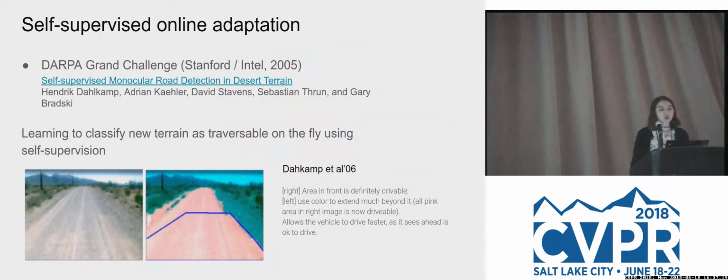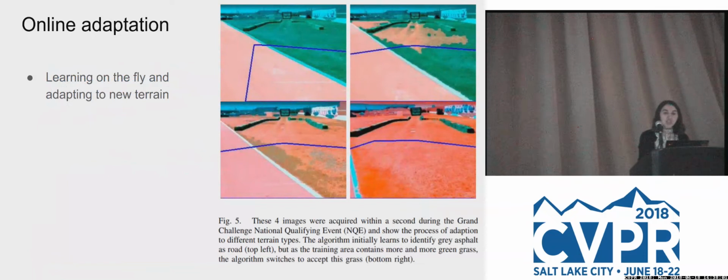For example, Dahlkamp et al. and several others showed self-supervised learning in which they use their laser to tell them what is a traversable road and what is not. Their laser sensor is reliable up to 15 meters, so this trapezoidal area. Then they have the camera, and the camera learns what else could be traversable, and thus they can extend the range. They actually showed that this really helped them win the competition, because if they can see farther, they can drive faster. And so here is an example.